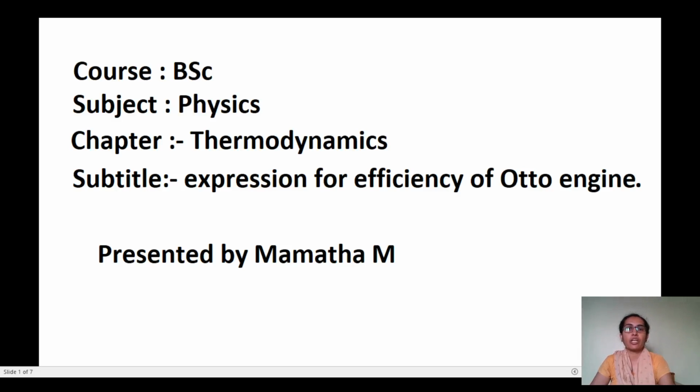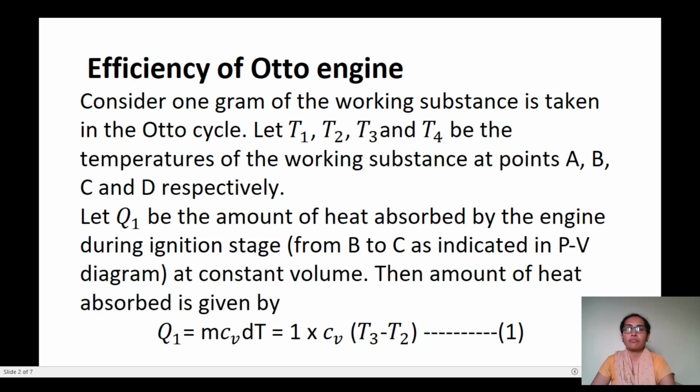Myself Mamta. Today I am going to discuss the topic thermodynamics, in that the expression for efficiency of Otto engine. Now, in order to derive the expression for efficiency of Otto engine, consider 1 gram of the working substance taken in the Otto cycle.